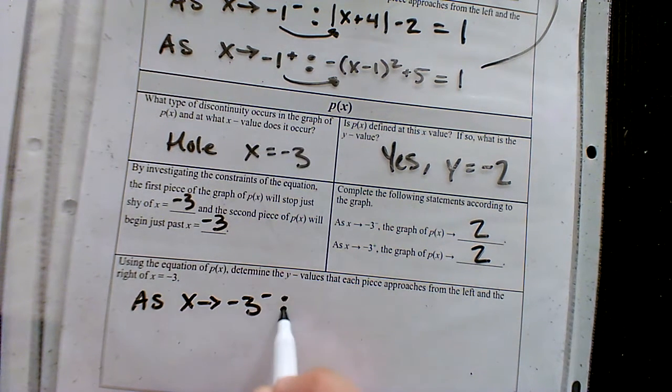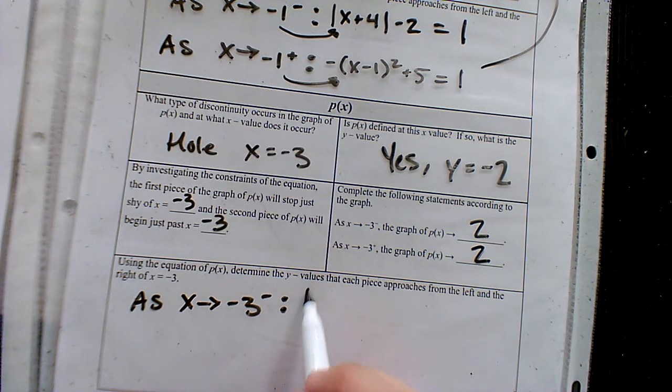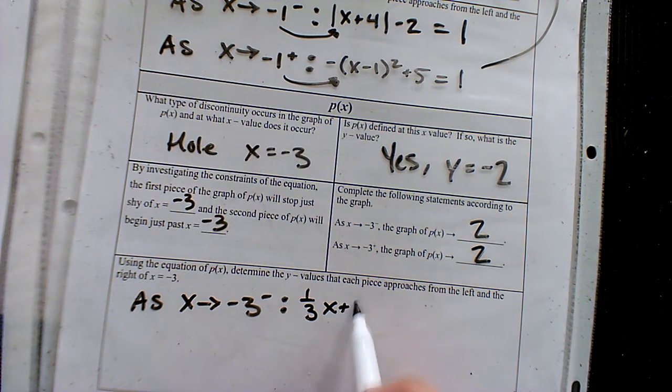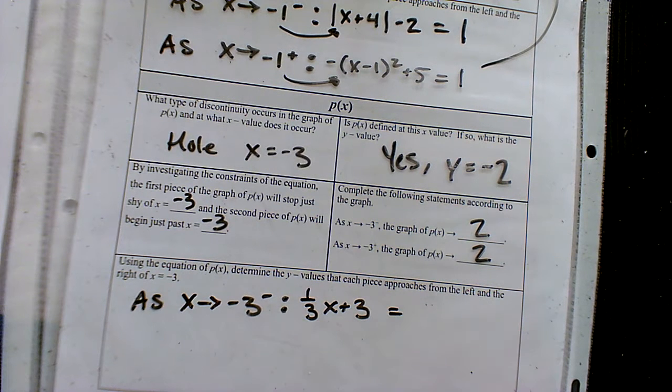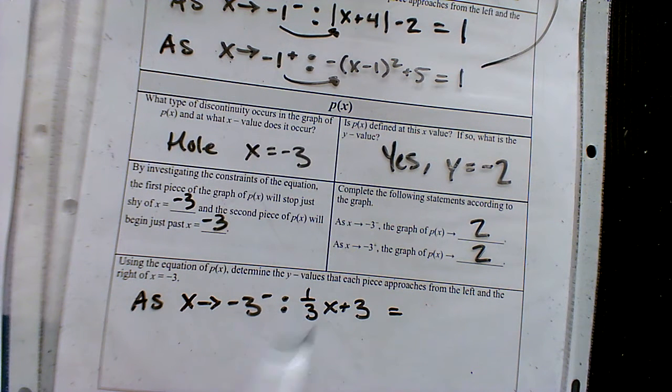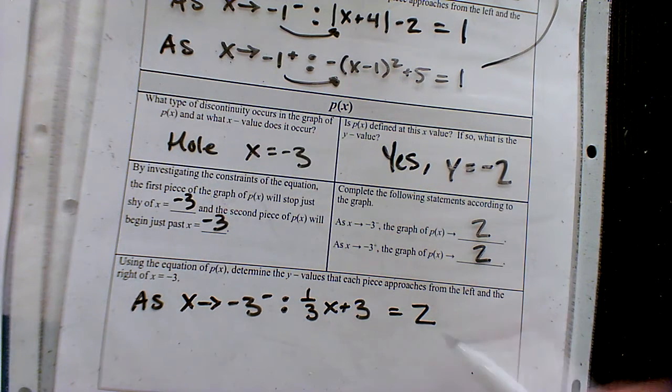Alright, so we want to choose the correct one from the left-hand side of negative 3. Those would be x values smaller than negative 3, so that would be our first one because it says less than 3. Let's see, if we plug in negative 3, we'll get 2. Okay, checks out from what we saw in the graph.